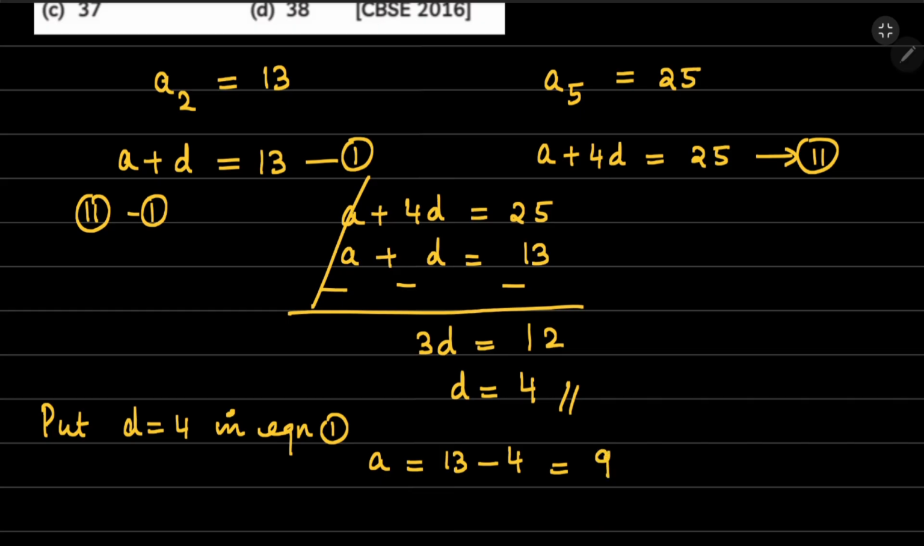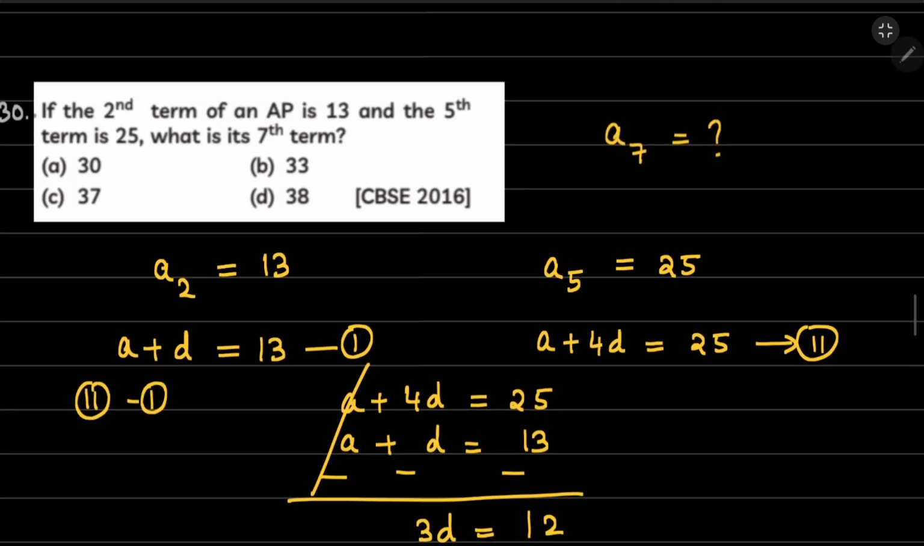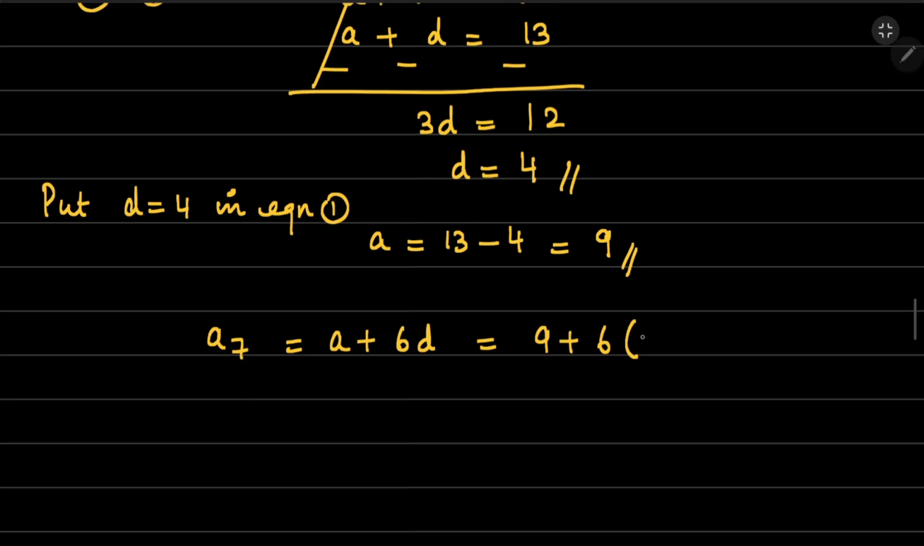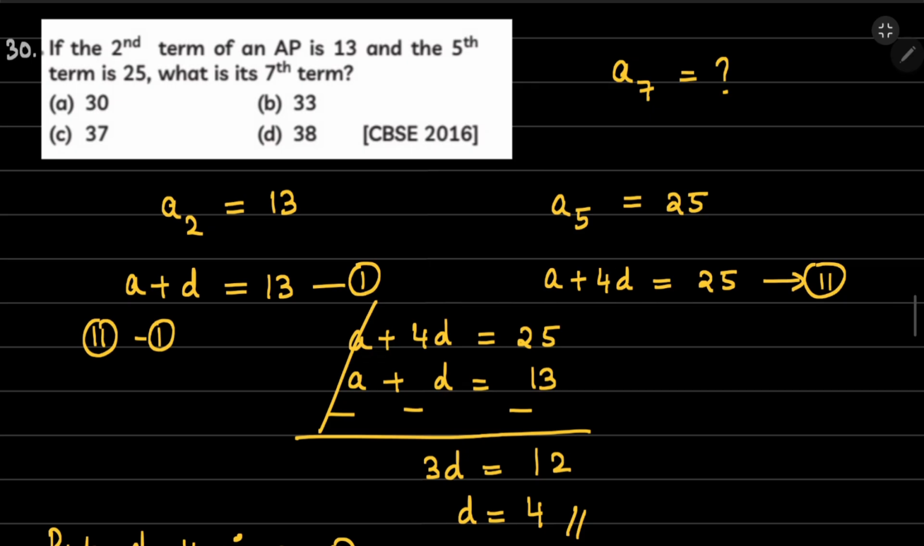So if you know A and D, you can calculate any term. You are asked to find the 7th term. It is A plus 6D. What is A? It is 9 plus 6 into what is D? D is 4. So this is nothing but 9 plus 6 fours are 24. So 9, 10, 11, 12, 13... 33 is the correct answer. So the 7th term is 33. Option number B is the correct answer.